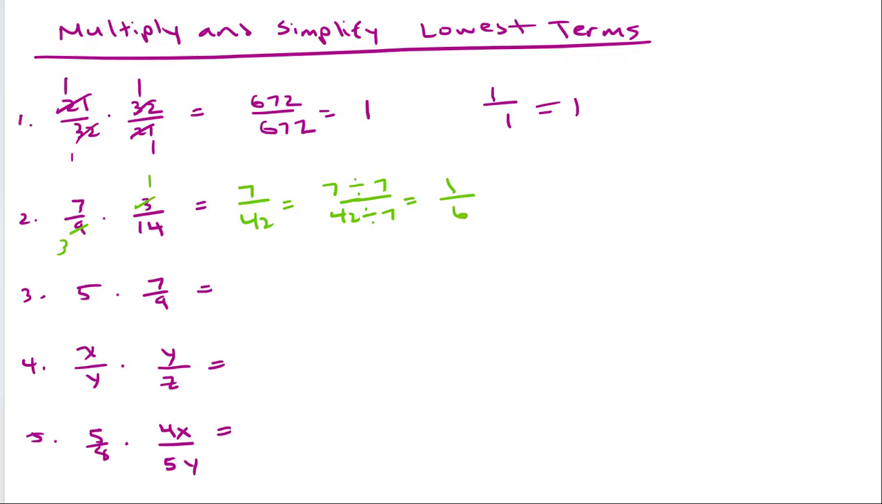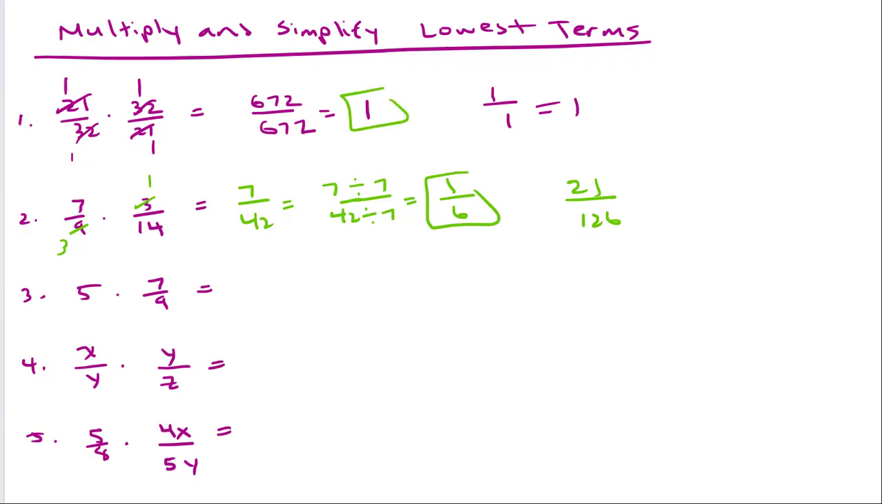Okay, so that's one way, or you can multiply it across, right? So 7 times 3 is 21, and then 9 times 14 is 126. And then that can be reduced to 1/6. So either one works, whatever works with your brain.